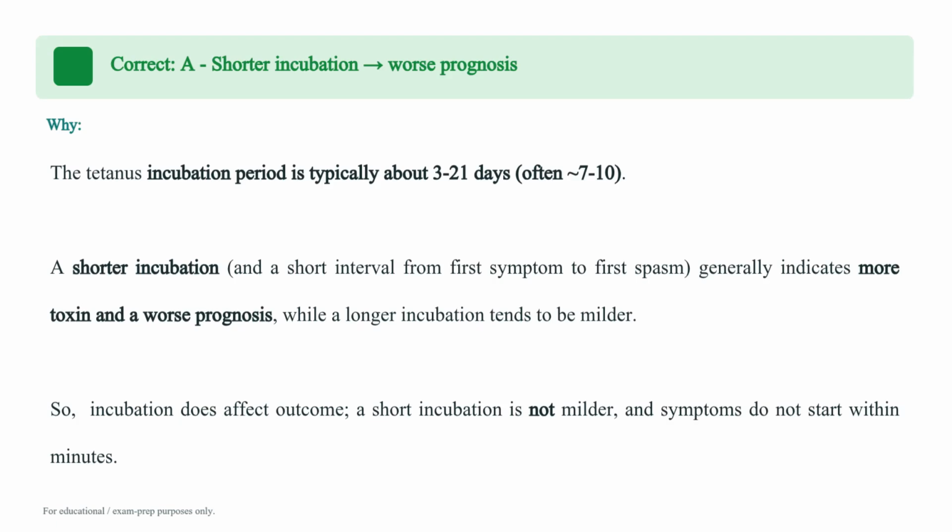The answer is A. A shorter incubation generally means a worse prognosis. The tetanus incubation period is typically about 3 to 21 days, often 7 to 10. A shorter incubation and a short interval from the first symptom to the first spasm generally indicates more toxin and a worse prognosis, while a longer incubation tends to be milder. So incubation does affect outcome. A short incubation is not milder, and symptoms do not start within minutes.